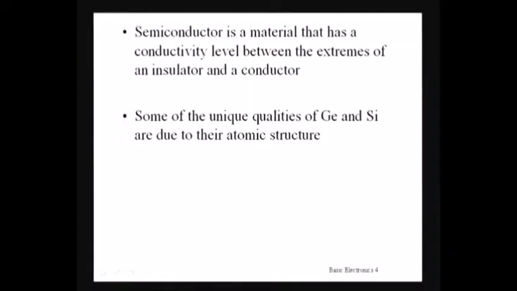So a semiconductor is a material that has a conductivity level between the extremes of insulator and conductor that we have seen. And why is this so? That is because semiconductors like germanium and silicon have some unique qualities which are due to their position in the periodic table and their atomic structure. These are group 4 elements.